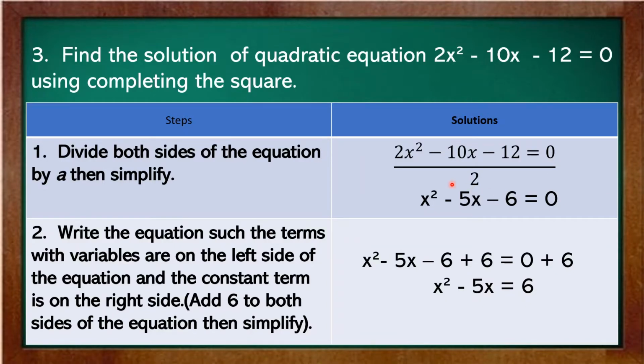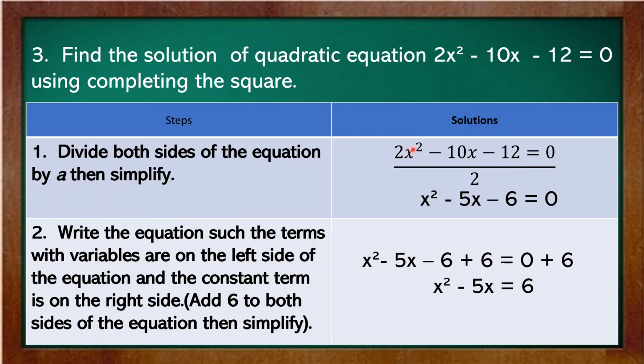Okay, if you don't have any question on number 2, let's proceed to number 3. Find the solution of quadratic equation 2x squared minus 10x minus 12 equals 0 using completing the square. Step number 1. Divide both sides of the equation by a, then simplify. Our a in our equation is 2. So, we will divide these three terms by 2.